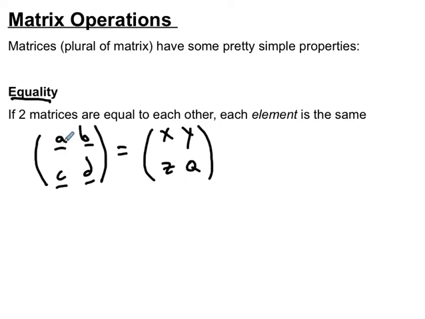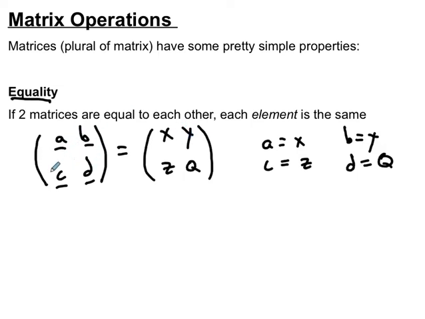So each individual position will be equal to the same position in the other matrix. Here we can say that every single thing has an equal partner, where A is going to be equal to X, right? A is in the same position as X. C is going to be equal to Z, and B is equal to Y, and then finally D is equal to Q, right? This is just saying that if it has the same element spot, then it's going to be equal to the same element in another matrix.